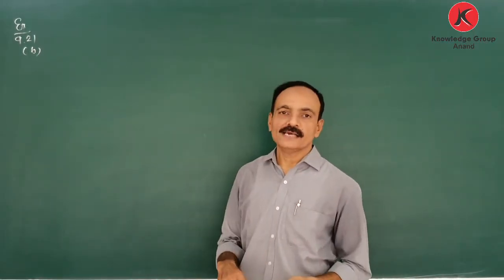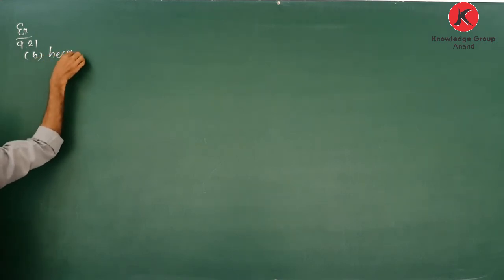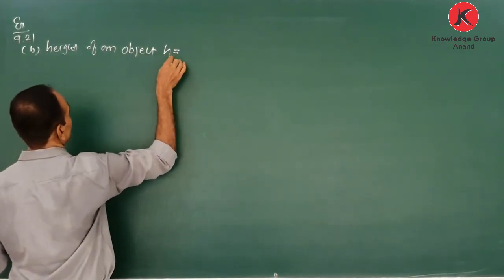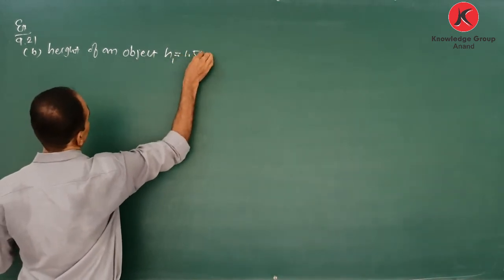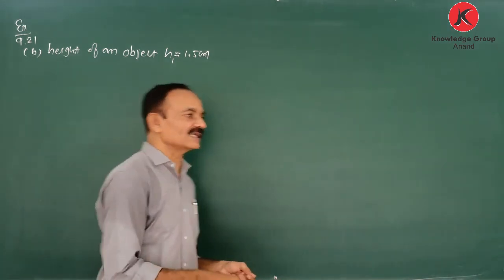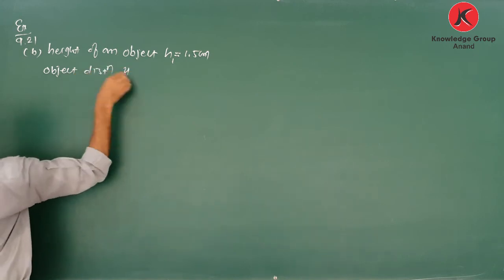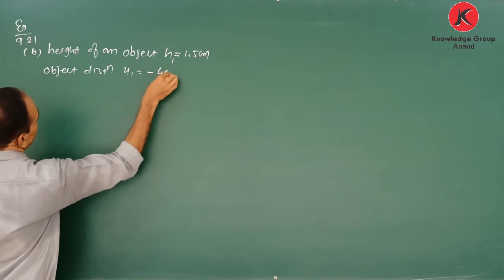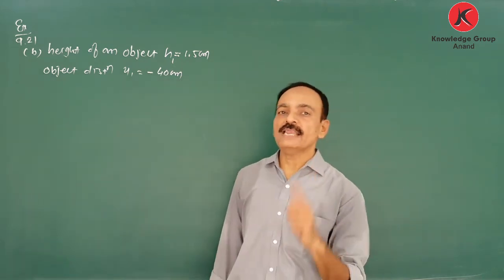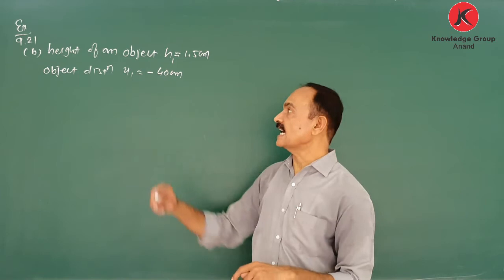Now, in B part of this numerical, an object of 1.5 centimeter size, that means the height of the object h1 is equal to 1.5 centimeter, is placed in the side of a convex lens in this combination at 40 centimeter distance from the convex lens. Therefore, object distance u1 is equal to minus 40 centimeter. So, find the equivalent magnification of this combination of system of two lenses, and also the size of the image.